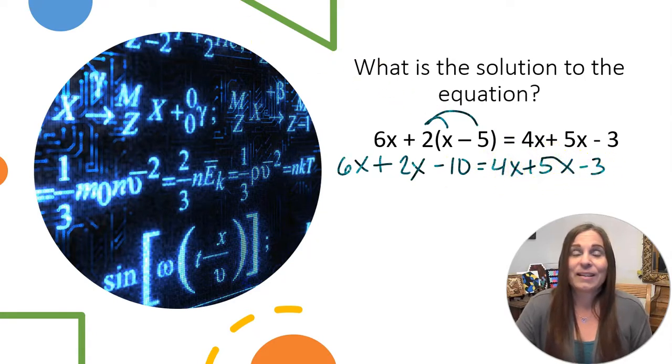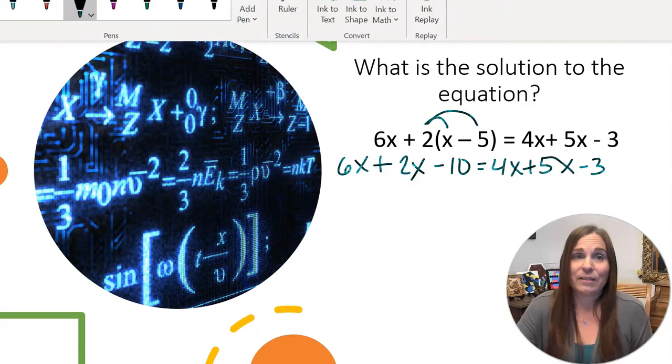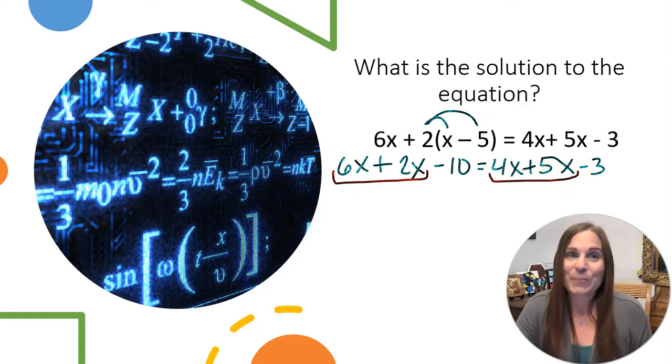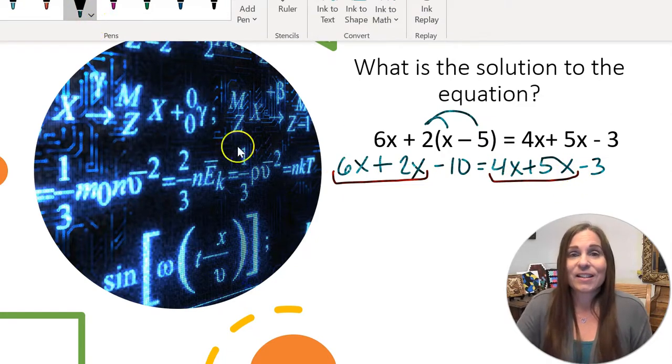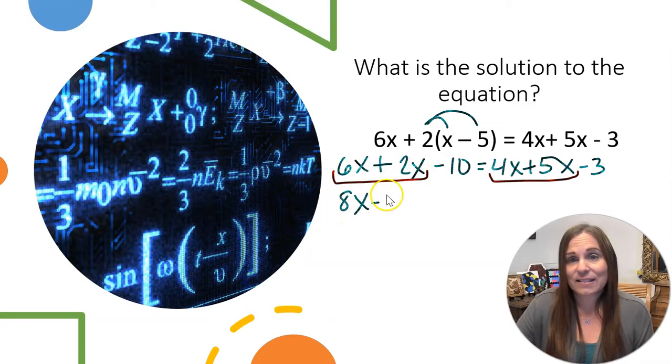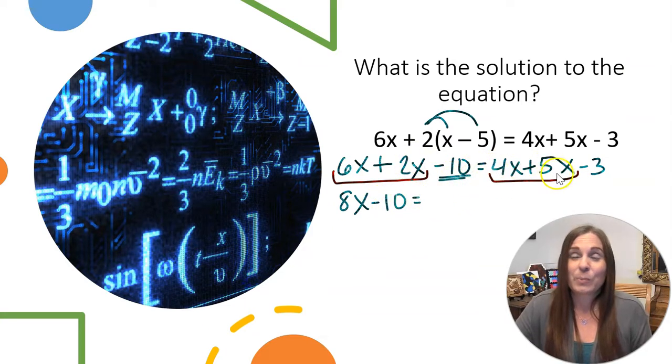All right. Now I have like terms that I can combine, right? I can combine these two, and I can combine these two. So that's what I'm going to do next. 6x plus 2x is 8x. And then I just brought down the minus 10. And then 4x plus 5x is 9x.